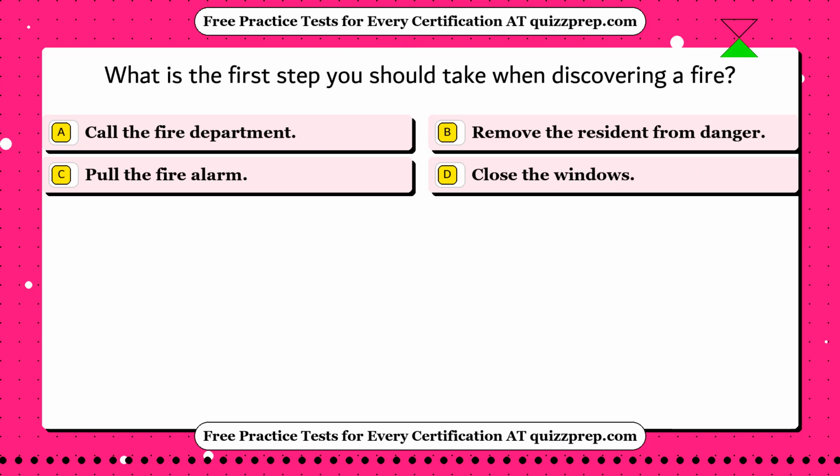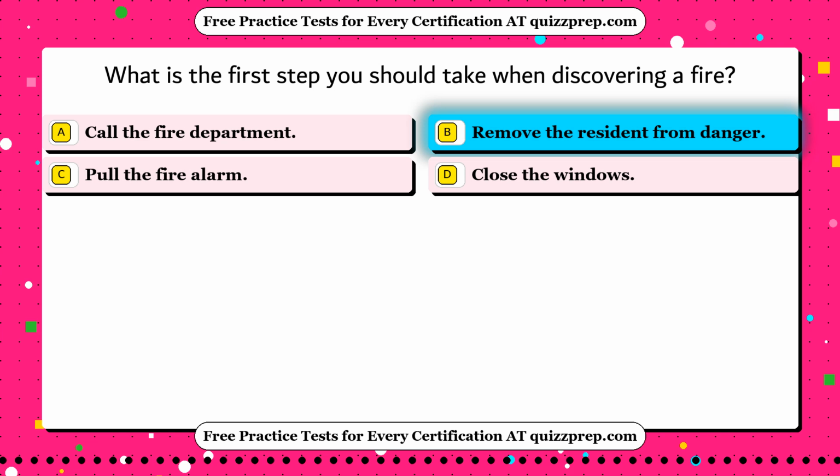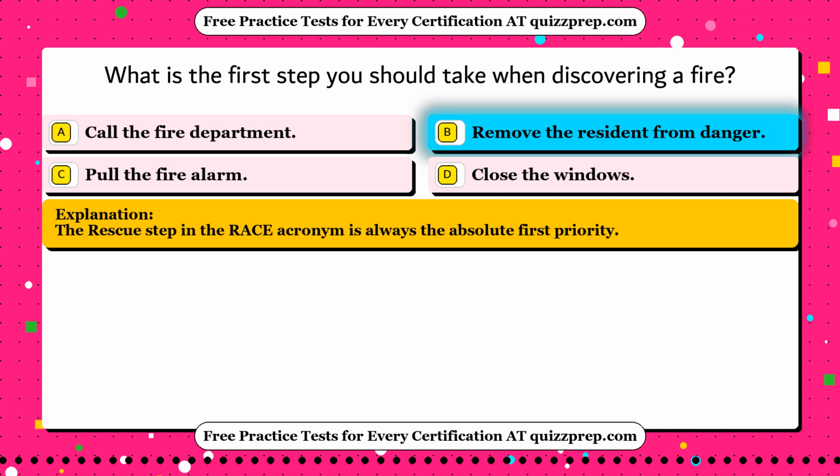Question 109. What is the first step you should take when discovering a fire? Option A, call the fire department. Option B, remove the resident from danger. Option C, pull the fire alarm. Option D, close the windows. The correct answer is option B, remove the resident from danger. The rescue step in the RACE acronym is always the absolute first priority.